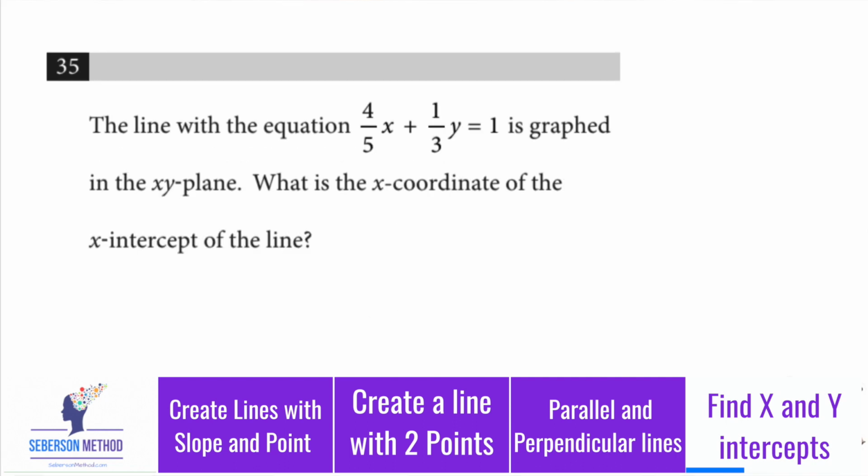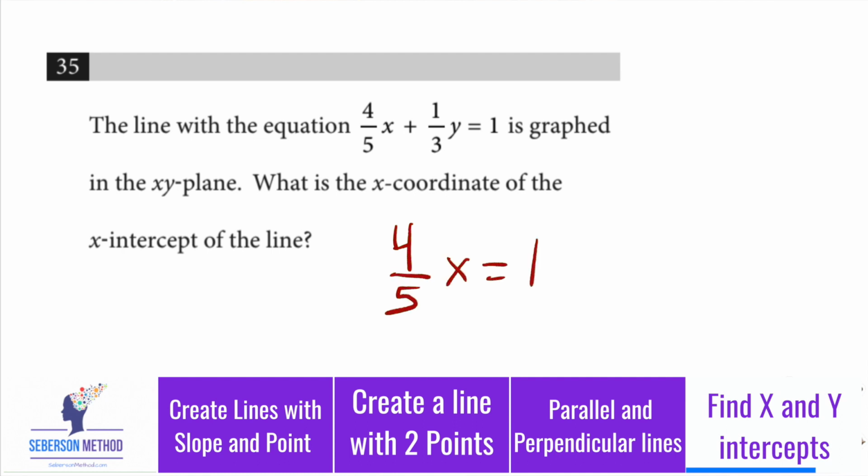One more, the line with an equation, and whenever there are fractions as coefficients, please don't worry. 4/5 x plus 1/3 y equals 1, and it's graphed in the x and y plane. What is the x-coordinate of the x-intercept of the line? Remember, how do we find the x-intercept? We find it through making y 0. Well, we're just going to make y 0. We're going to get 4/5 x equals 1.